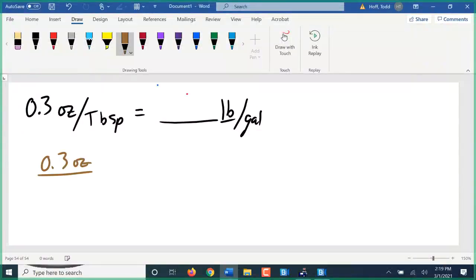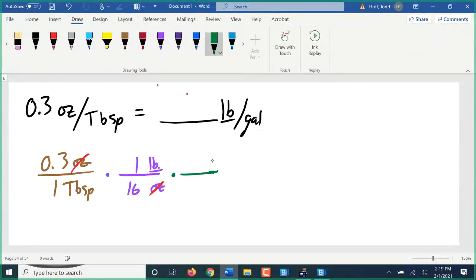0.3 ounces over 1 tablespoon. I get rid of the ounces and go to pounds. So I'm putting ounces on bottom, pounds on top. 1 pound is 16 ounces. So the ounces cancel out. We're in pounds per tablespoon. We get rid of the tablespoons. Now I know that 1 fluid ounce is 2 tablespoons, but there's another pretty common conversion that 1 cup is 16 tablespoons. Let's do that first. Save ourselves a little step rather than going to fluid ounces and then to cups. Go straight to cups.